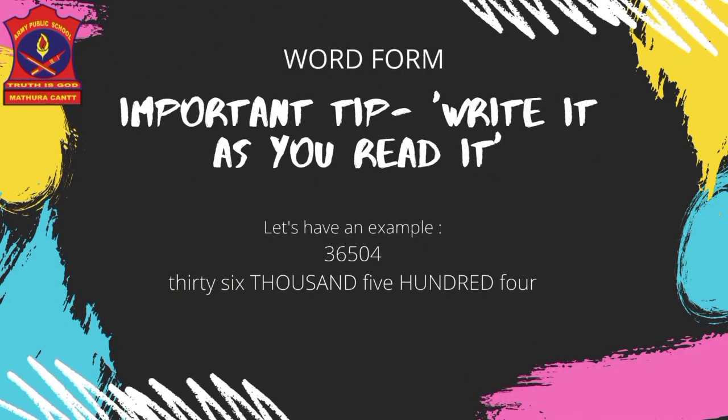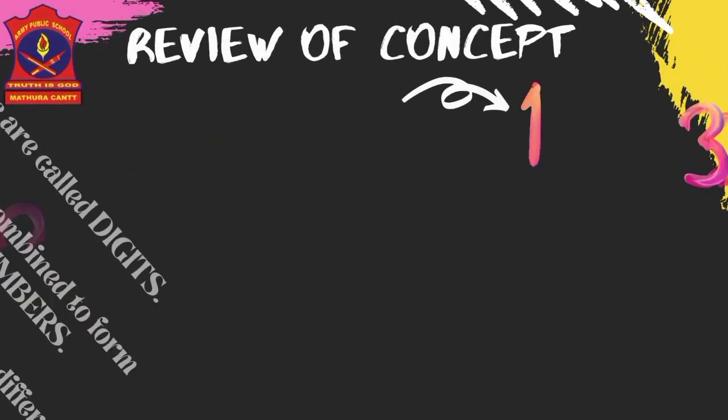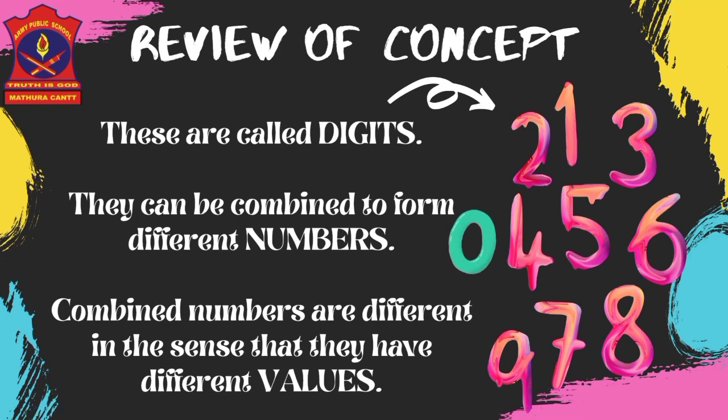An important tip for writing numbers in word form is to write it as you read it. Children, the way you read it, you just have to follow the same in writing the number. Let's have an example here. This is 36,504. So how will you read it? 36,504. Before learning more about large numbers, let us review some concepts.